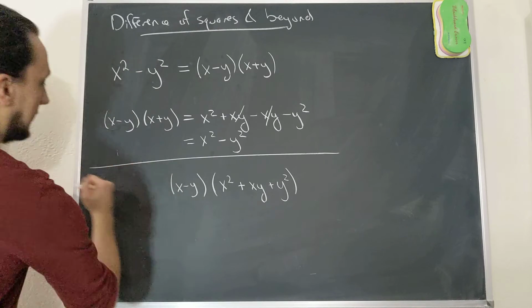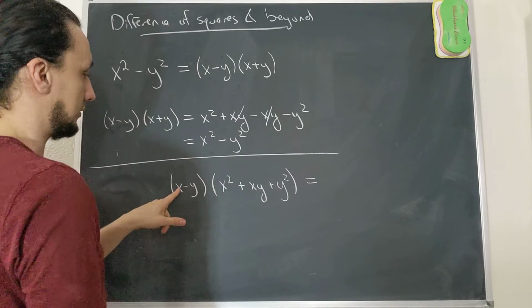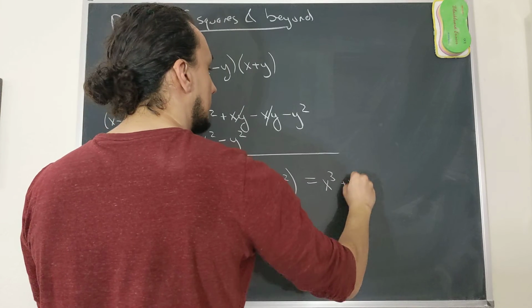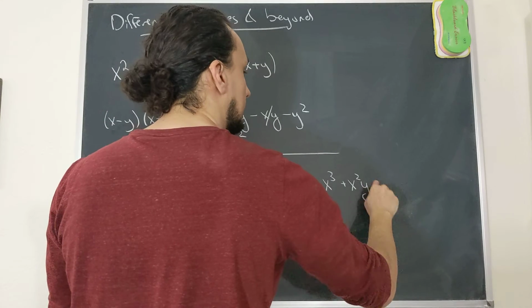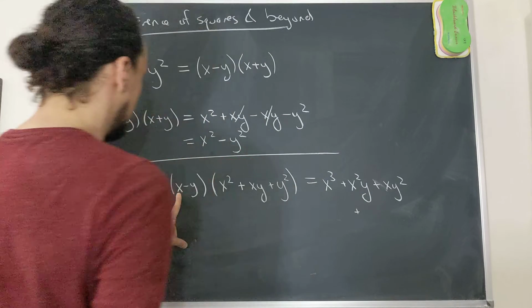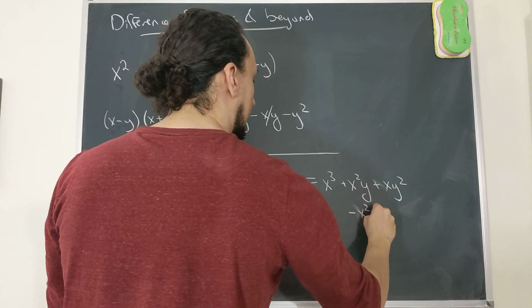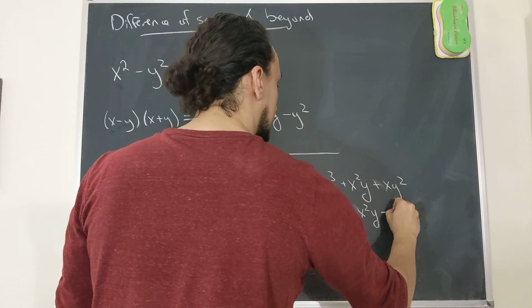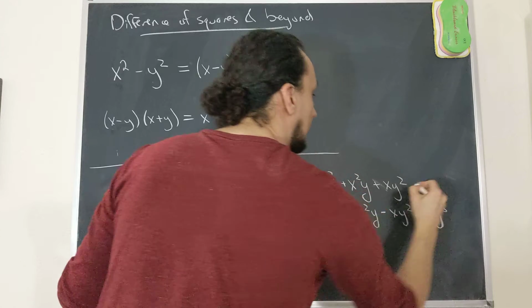Instead of asserting this equality, let me erase this and ask myself, what does this equal? What if I just do it in reverse? I multiply it out. So I've got x times x squared gives me x cubed, x times xy gives me x squared y, and x times y squared gives me plus xy squared. I'm running out of space here, so I'll continue down here. Then we've got minus y times x squared, so minus x squared y, minus y times xy, so minus xy squared, and minus y times y squared, so minus y cubed.